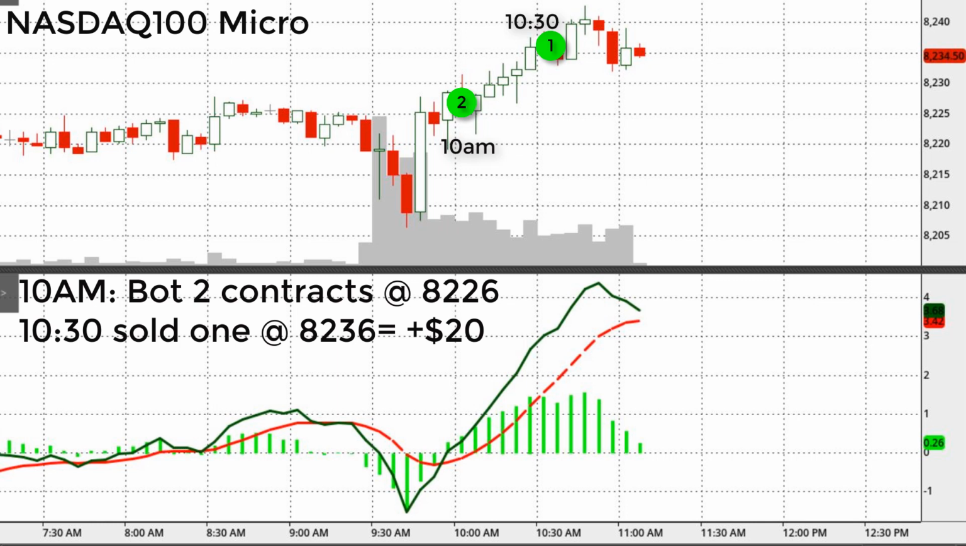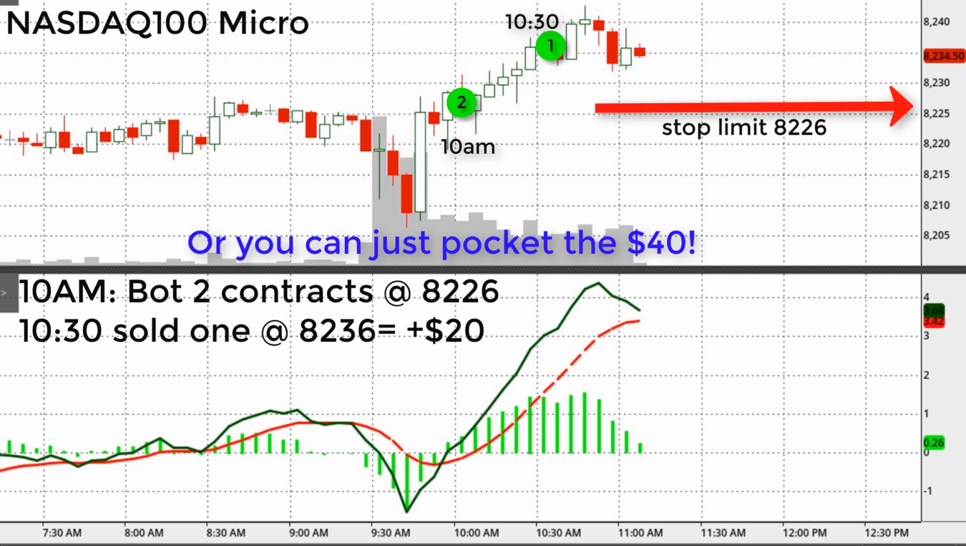So we liquidate one of the contracts, put $20 in our pocket, and now we go down and put a stop limit order on the remaining contract that we're long at 82.26. This means the worst thing that can happen all day is we're going to make $20. And in the meantime, we can leave that other contract there and see if it can go for a ride and make us some more money.